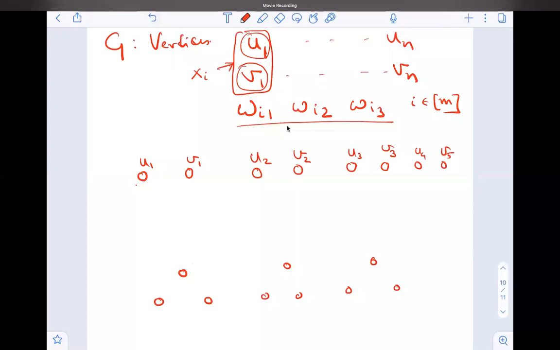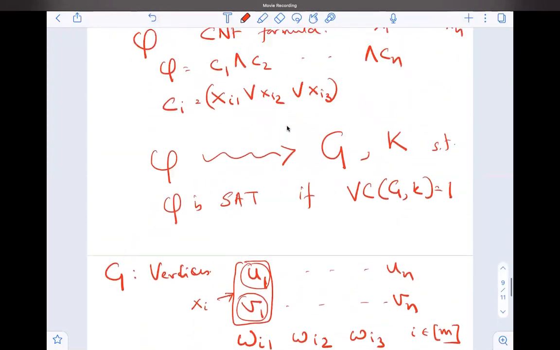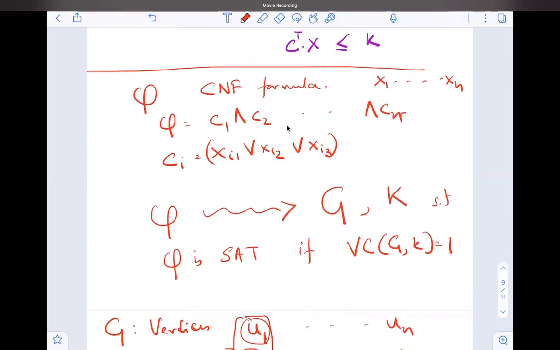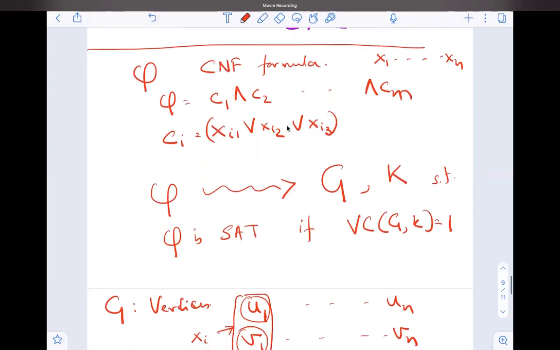So this is W11, W12, W13. Oh, so even though W11 would be equal to one of those vertices in the upper part? Yes, it's a different vertex. Every copy of the clause has a different vertex. What does M represent there? M is the number of clauses.